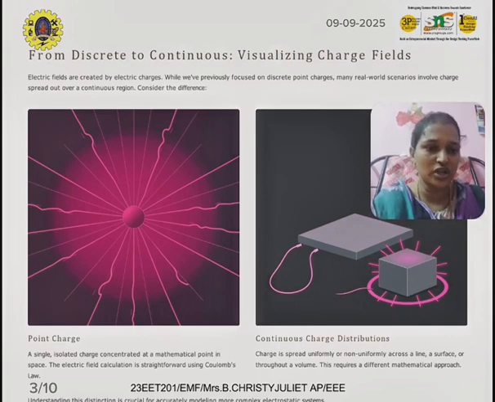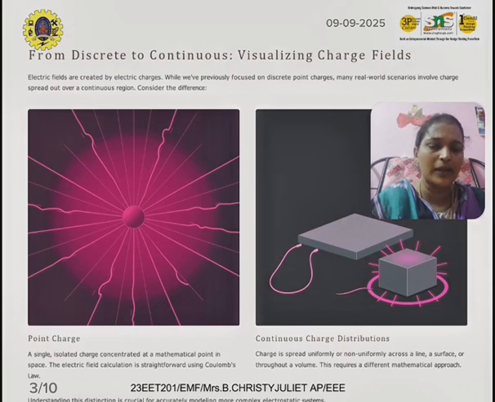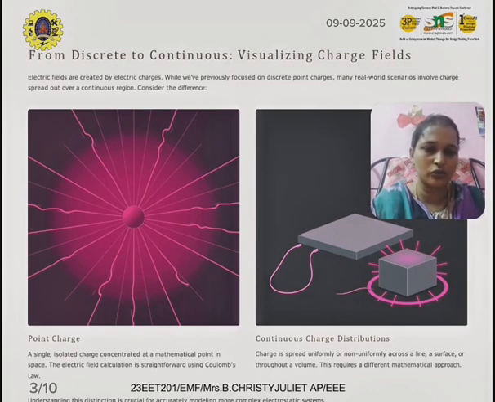Whereas continuous charge is charge that is spread out uniformly or non-uniformly across a line, or a surface, or throughout a volume. So continuous charge distribution is any form other than point charges, like line charge, surface, volume, or any area. If the charges are spread out evenly or unevenly, that is called continuous charge distribution. So this requires a different mathematical approach.